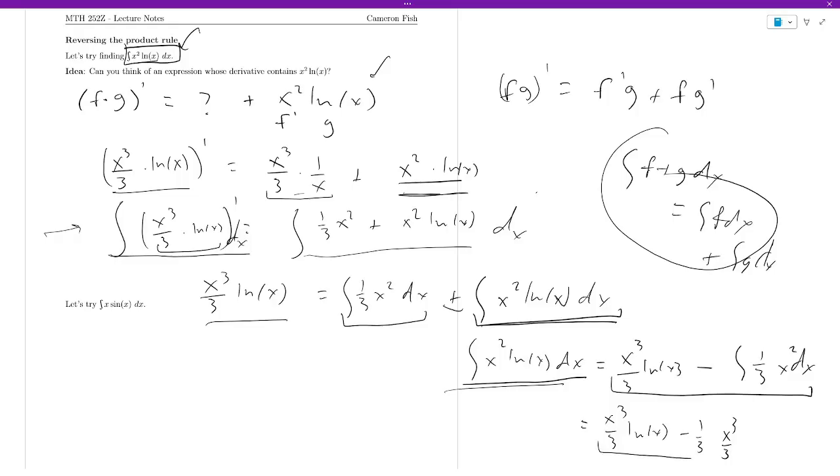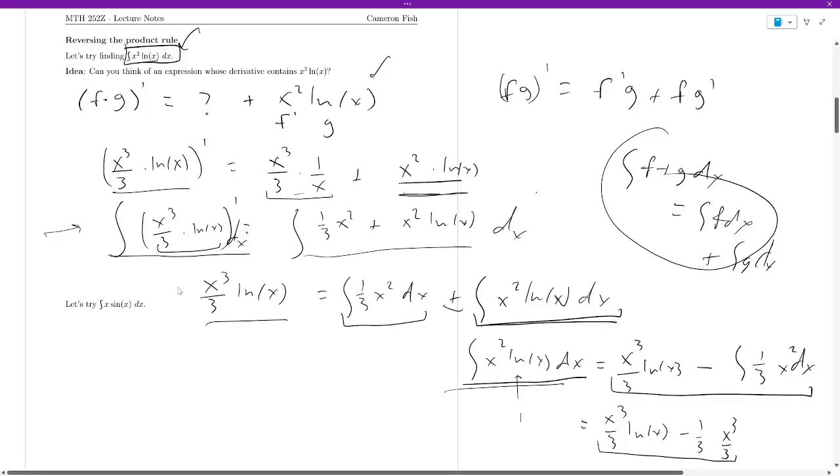So this is a perfectly good antiderivative of what we started with. You could double check that if you took the derivative of this, you would get back to what we started with. Okay, so I know that was kind of fast, but I'm just trying to give you an idea of maybe where you would start thinking about this.